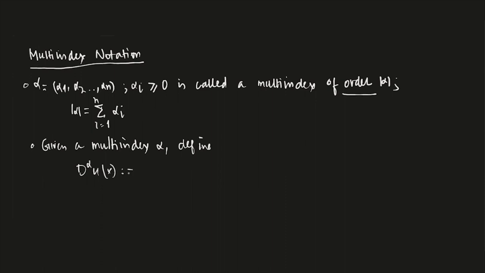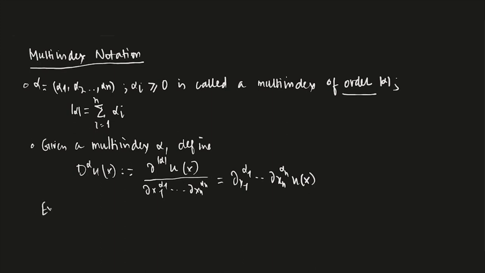This we define as del mod alpha of u(x) by del x1 alpha 1 ... del xn alpha n. So essentially you are looking at the mod alpha partial derivative, where x1 has to be differentiated alpha 1 times and xn has to be differentiated alpha n times. So this is all linked. Alpha 1 is linked with x1, alpha 2 is linked with x2, and alpha n is linked with xn. So the ordering of this vector is very important, and we can also write it like this: del x1 alpha 1 ... del xn alpha n of u of x. Okay, so that's your multi-index.